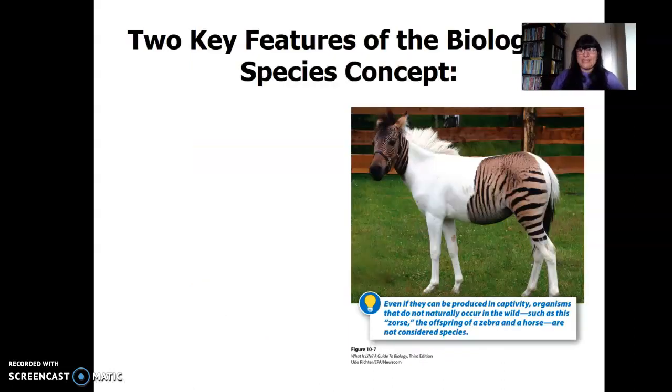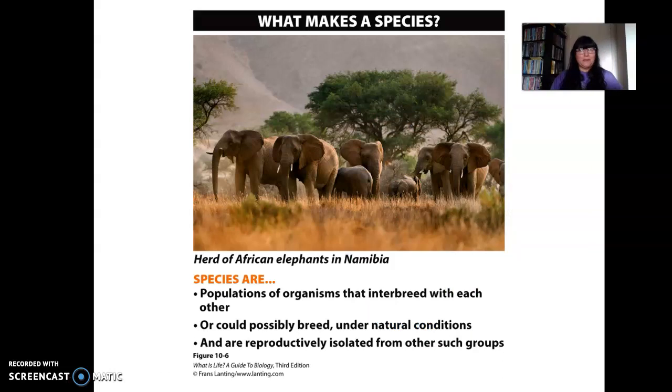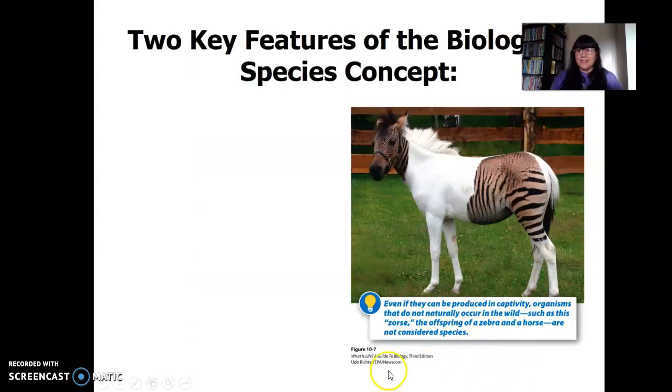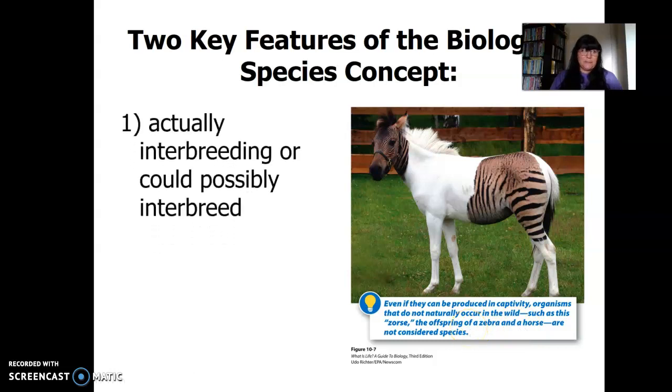Okay. Oh my gosh, what is that? Whew, that was scary. That is called a zorse. Do you think it happened naturally? No, okay? It's a cross between a horse and a zebra, and it did not happen naturally. Even if they could be produced in captivity, organisms that do not naturally occur in the wild, such as this zorse, the offspring of zebra and horse, are not considered a species, right? So actually interbreeding, or possibly interbreeding, would be a definition of a species.